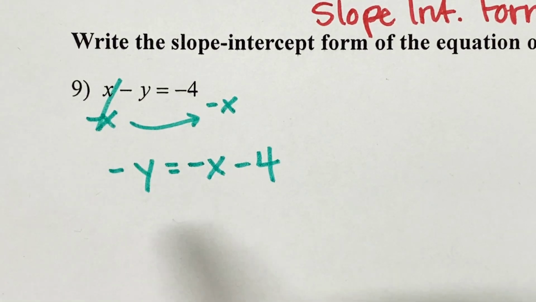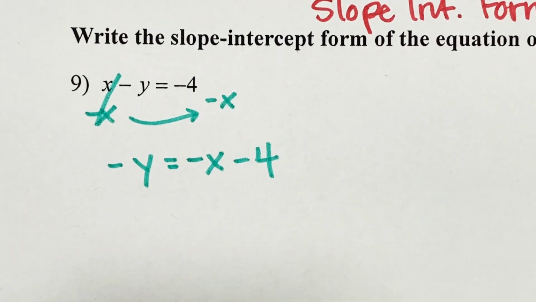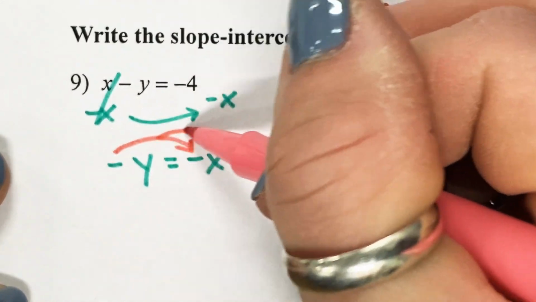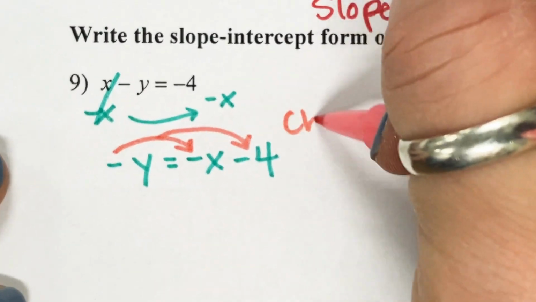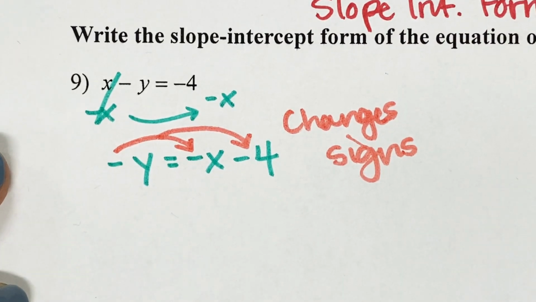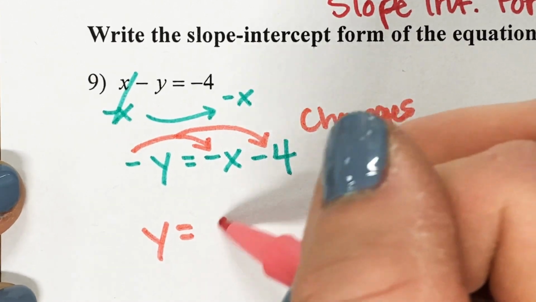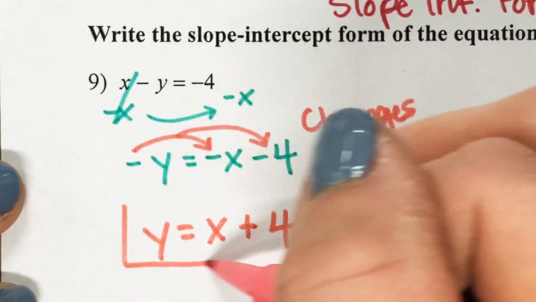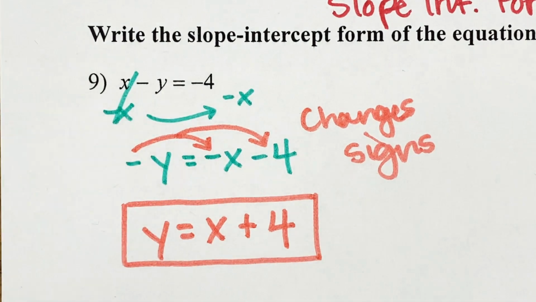Okay, my last step is to get rid of this negative that's attached to the y. Well, remember the little trick. This negative needs to jump over here, which, what does it do to these negative signs? It changes them. So now I have y equals, because it jumped over there, and instead of negative x, I have positive x, and instead of negative 4, I have positive 4. And there is my equation in slope-intercept form.